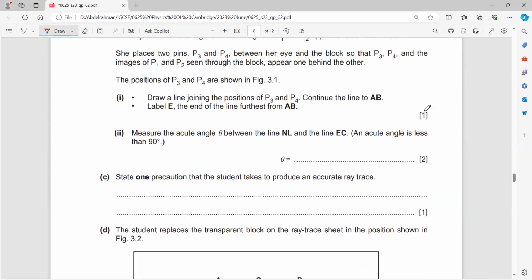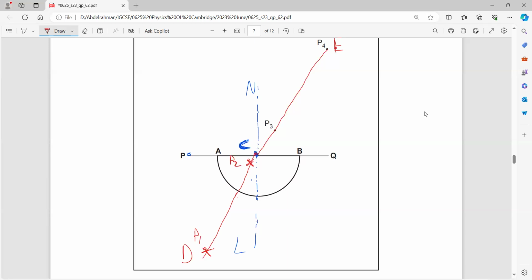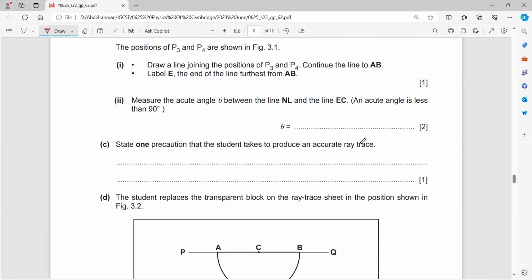Measure the acute angle between NL and EC. This acute angle between NL and EC. Let's measure this angle using the protractor. When I measure this angle, what will the angle be for this question? It should be around 32. If you get 33, okay, 31, okay.